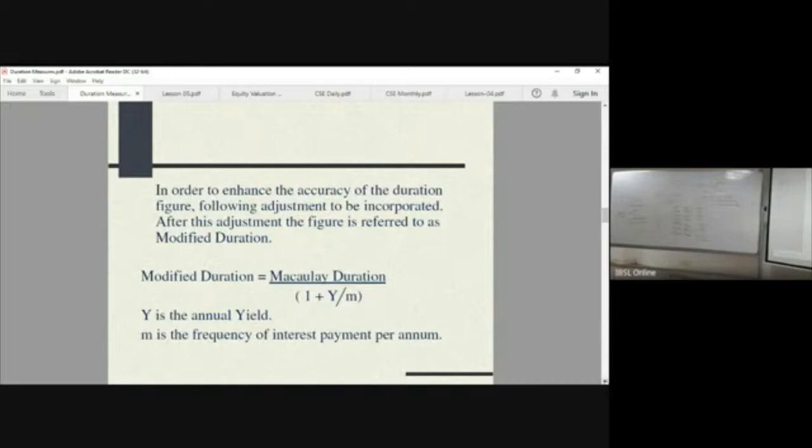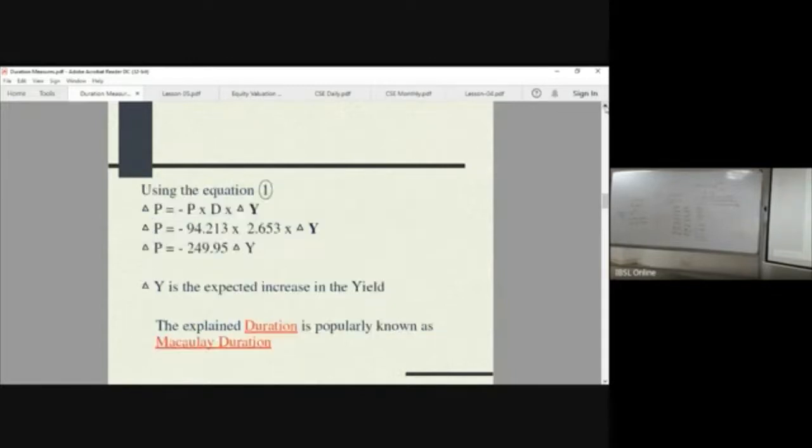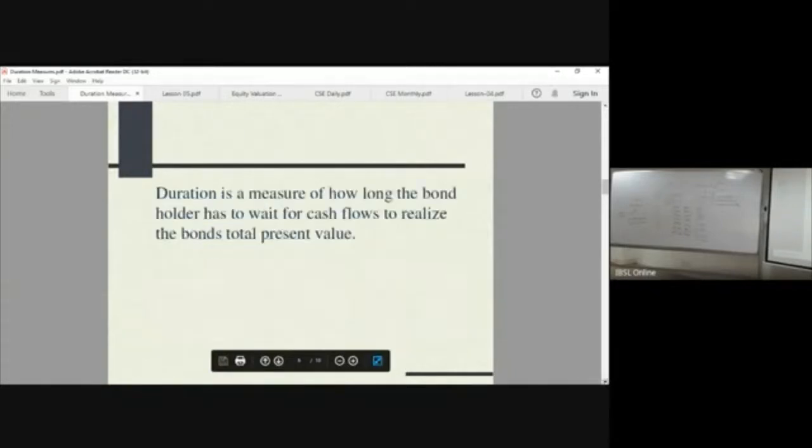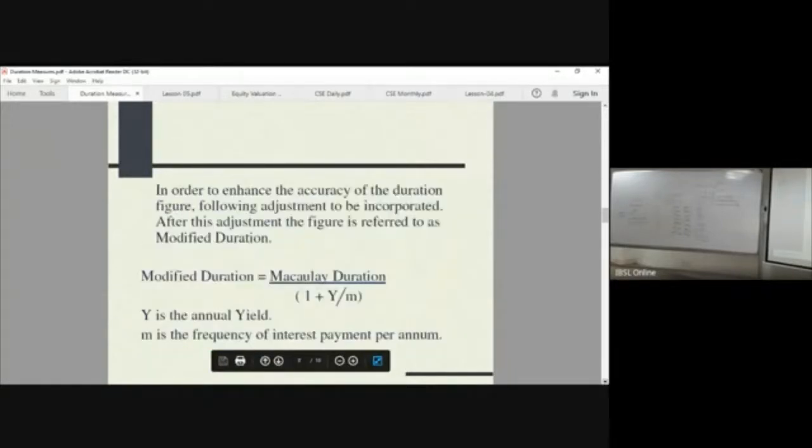You make use of the first calculation's data here. There the Macaulay duration is 2.653. Then divided by what? 1 plus y. 12%.